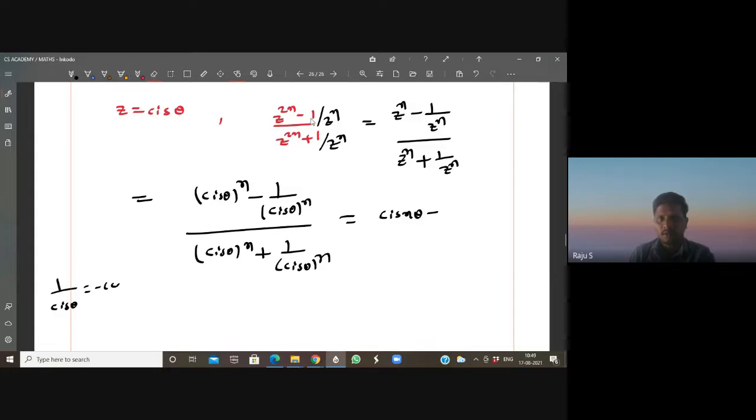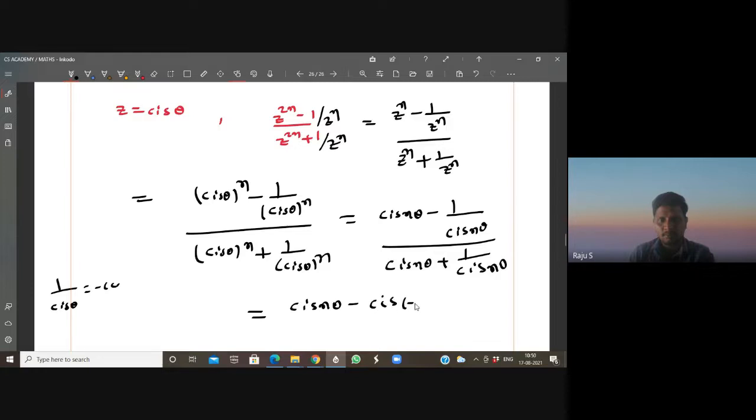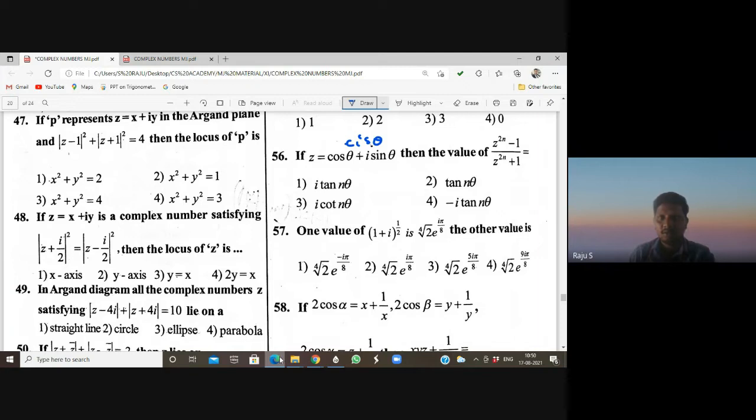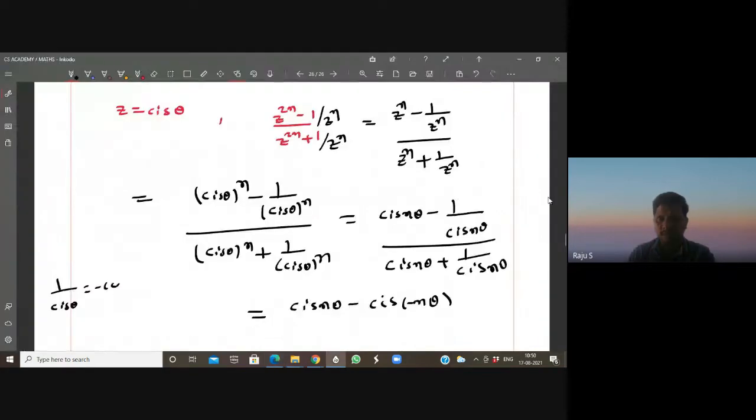I am going to write one more step so you can easily understand. 1 by cis n theta by cis n theta plus 1 by cis n theta. This cis n theta you can take into numerator: cis n theta minus cis minus n theta. Plus will only convert, minus to minus, it will be plus.